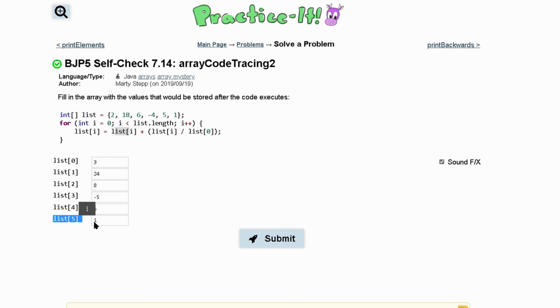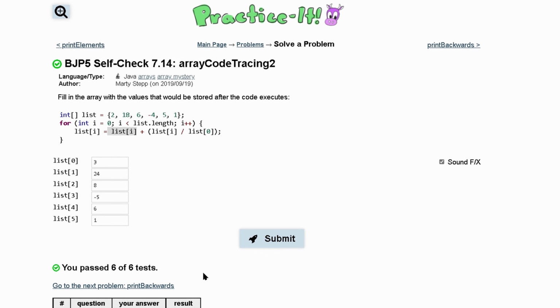And then list at index 5, we have 1 here. So we have 1 plus 1 divided by 3. And well, 1 divided by 3, round down, it's 0. So we're just going to have this 1 right here. That's why we have 1. So submitting, we passed 6 out of 6 tests, and that's how we go about looking at this problem.